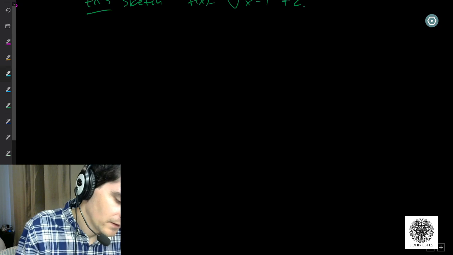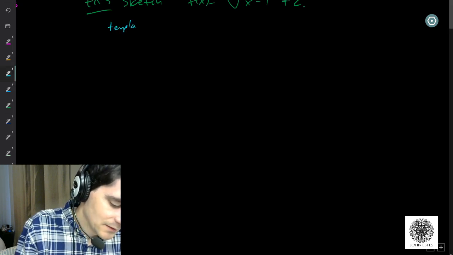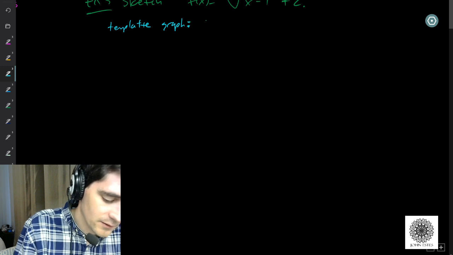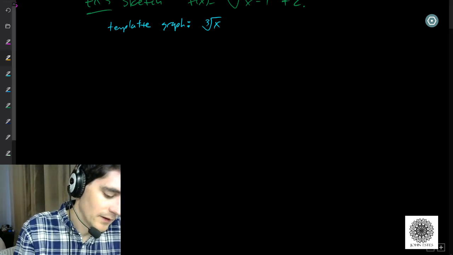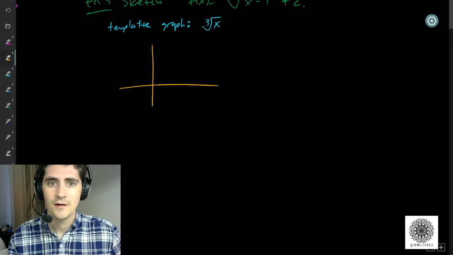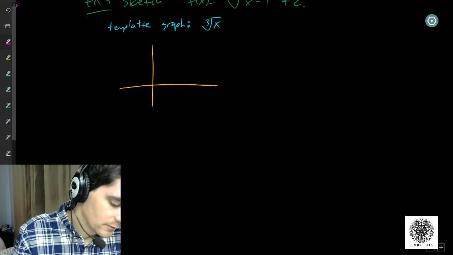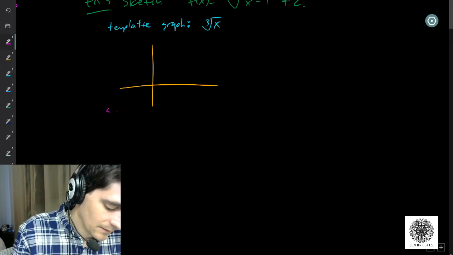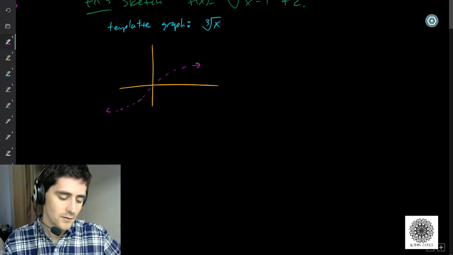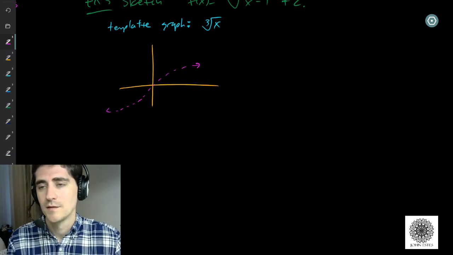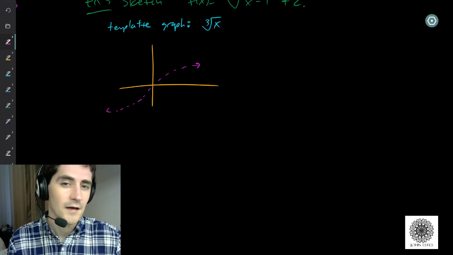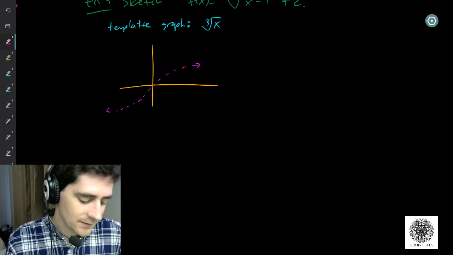So what I'm thinking of is, what's my template? My template graph is going to be the cube root of x. Right, that's the one I start out with. Do I remember what the cube root of x looks like? Well, it's an odd root, and the odd roots kind of do this thing. It's kind of this sideways S thing. It's like the cube root of x turned on its side, and it passes through the origin. And since it's the cube root of x, it's not too flat around the origin. All right, so that's my template graph.